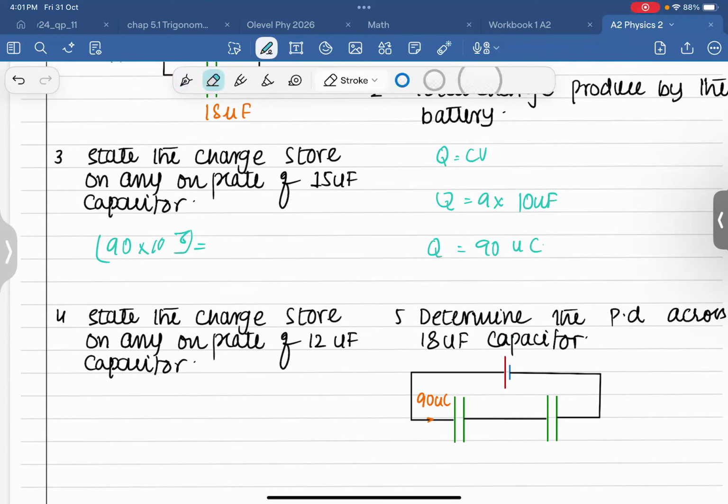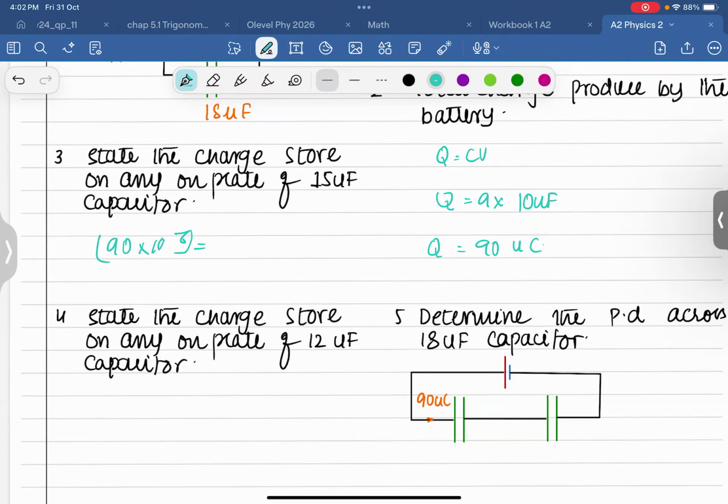So Q times V. This is the charge stored on any one plate of the capacitor. Always keep in mind this is the charge stored on any one plate of the capacitor, because we discussed in the previous class that the charge stored on the whole capacitor is zero, because an equal amount of positive and negative charge gets stored on each plate. So the net charge will be zero, right? But we talked about the charge stored on any one plate, right?